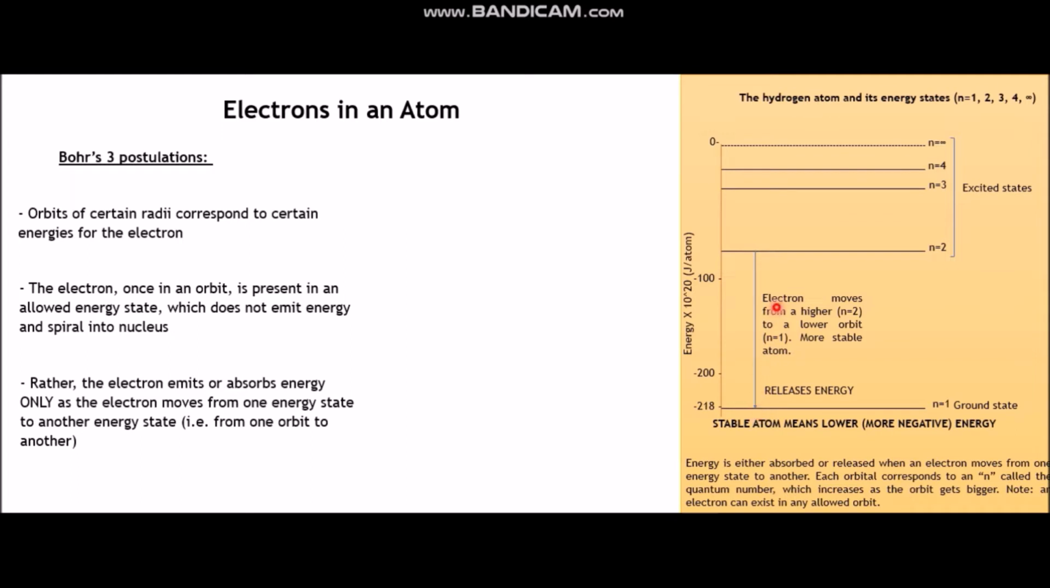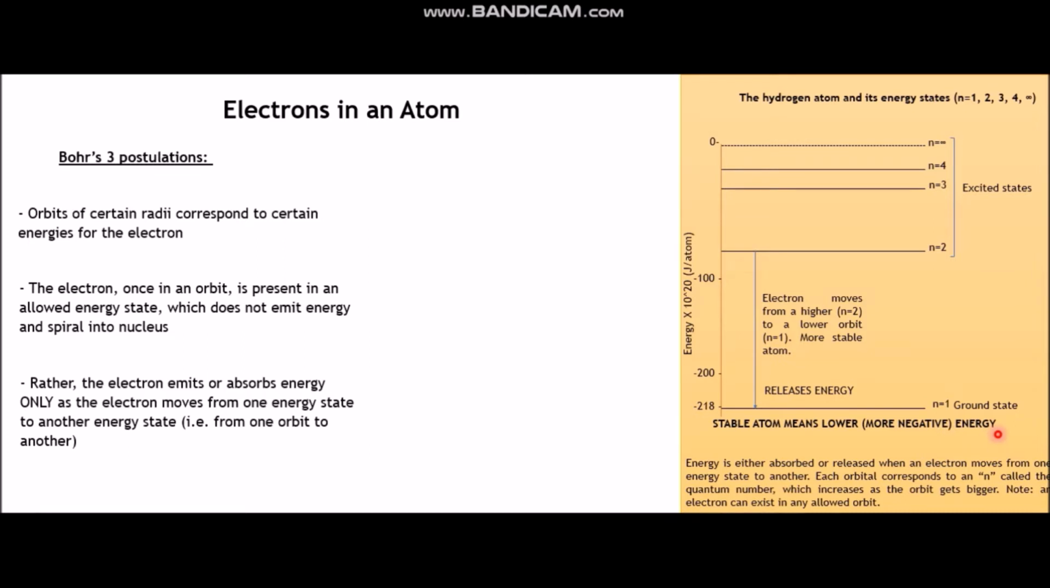So assuming that the electron is in orbit 2, the electron transitions into orbit 1 or ground state while releasing energy during the transition. Note that the electrons do not emit energy while in the allowed energy state. So that's how energy is being released and energy is thus lowered, making the atom stable enough.